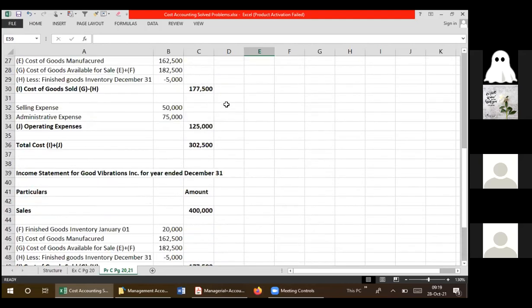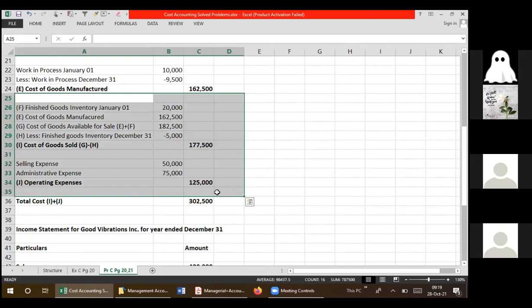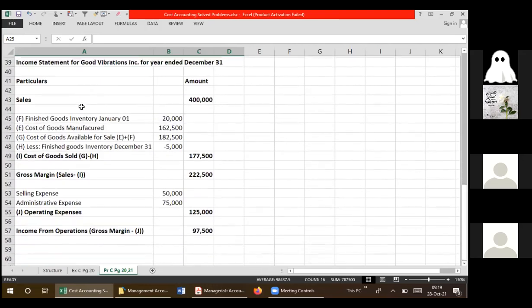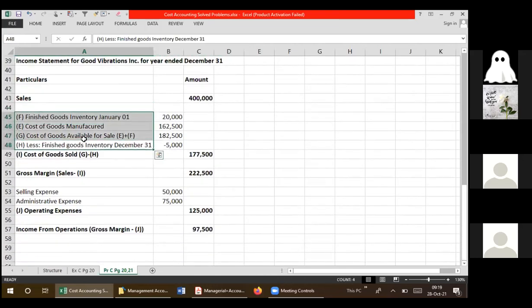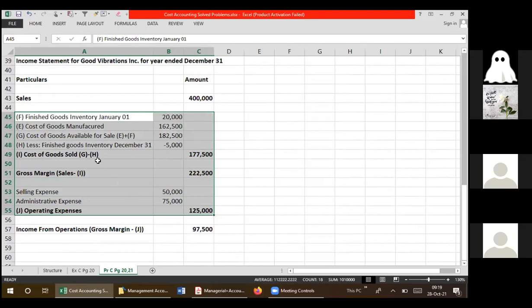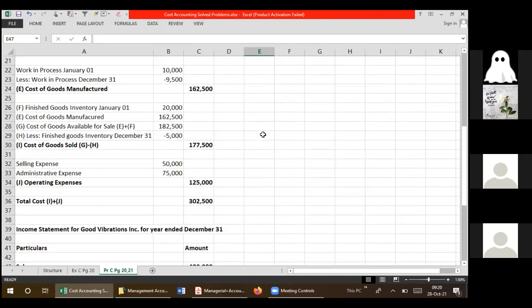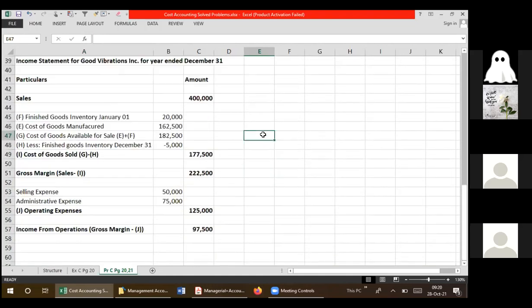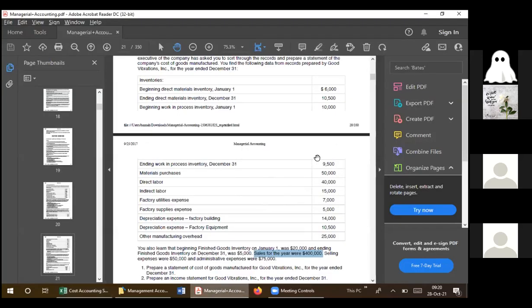So we just took the sections here from point number F to point number J. You take point F to J and put it in the income statement over here. All you have to do is add sales at the top, gross margin after point I, and you get income from operations after point J. That's your income statement. So this is total cost and this is income statement. Right, that solves that problem.